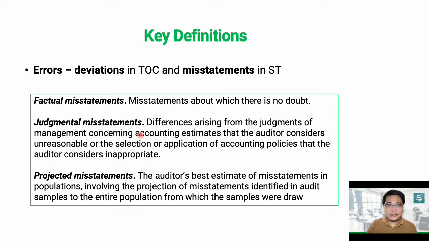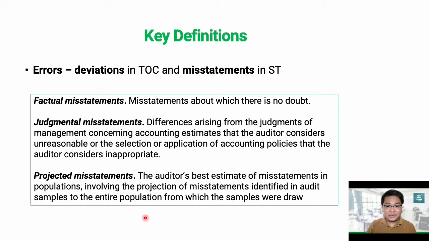Judgmental misstatements are differences arising from the judgment of management concerning accounting estimates that the auditor considers unreasonable, or the selection or application of accounting policies that the auditor considers inappropriate. For example, in recording depreciation of PPE, property, plant, and equipment, let's say the client uses an unreasonable accounting estimate. In depreciating the machinery, the client uses 100 years when the reasonable estimate should only be between 5 to 10 years. Therefore, the difference in depreciation expense using 100 years compared to 10 years would be considered a judgmental misstatement.